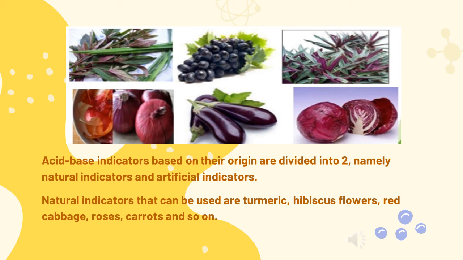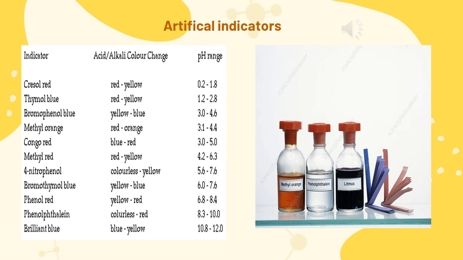Okay, acid-base indicators based on their origin are divided into two, namely natural indicators and artificial indicators. Natural indicators that can be used are turmeric, hibiscus flowers, red cabbage, roses, carrots, and so on. And the picture is an example of natural indicators.